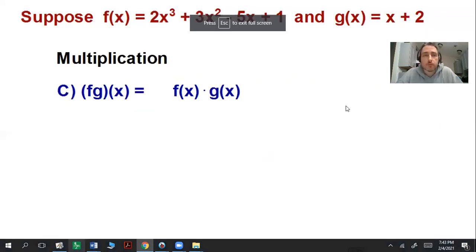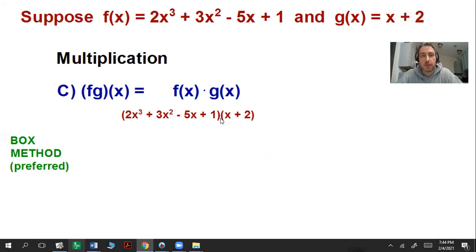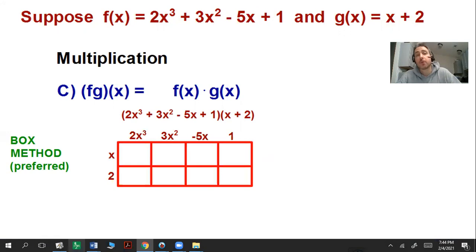Multiplication: if you see fg of x, that's f of x times g of x. That one doesn't have an operation written between it, but if it doesn't have anything between it, we assume it's multiplication. You may have learned this as distributive property or box method. Here's a display of the box method for you guys. When you do the box method, you're going to lay out all your terms, preferably in descending order, on one of the dimensions, and then the other polynomial on the other dimension. So keep your signs and just multiply within.